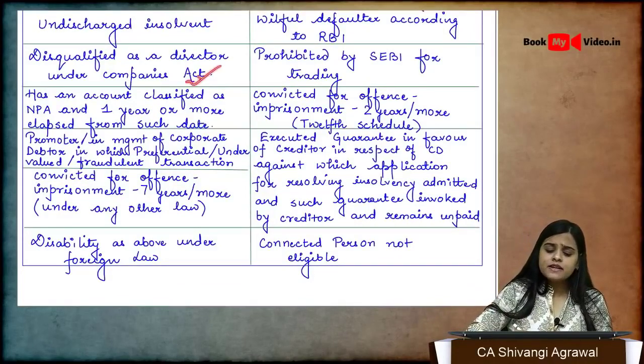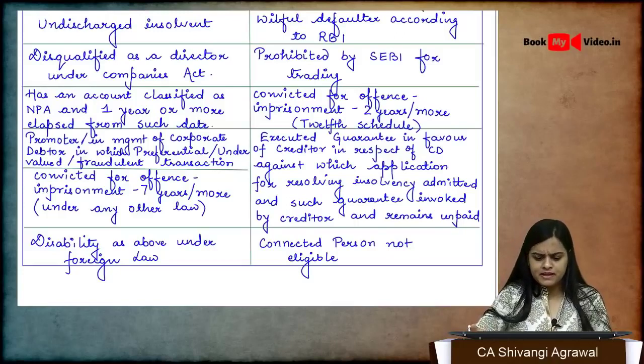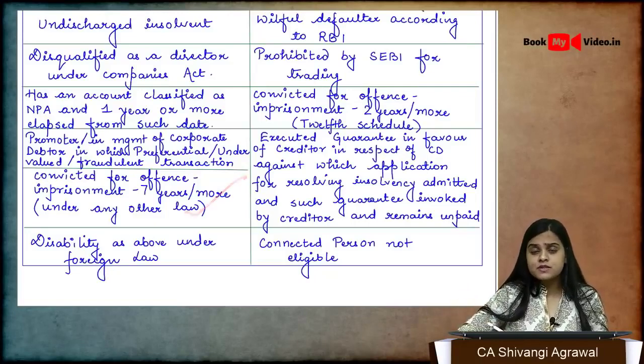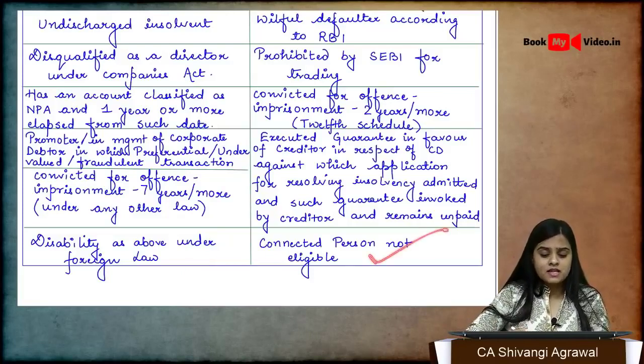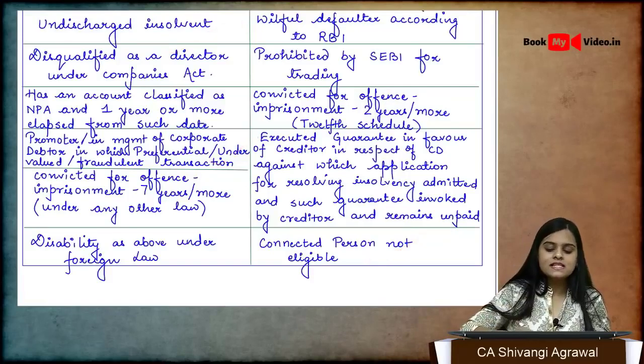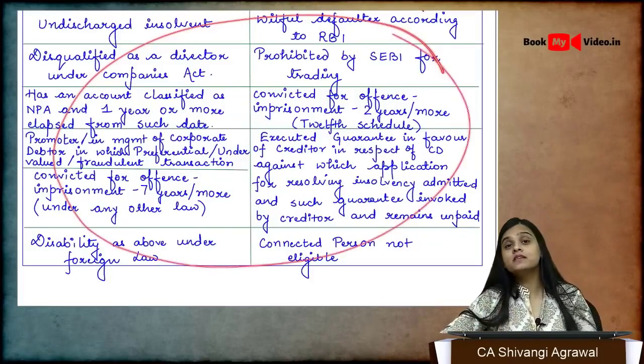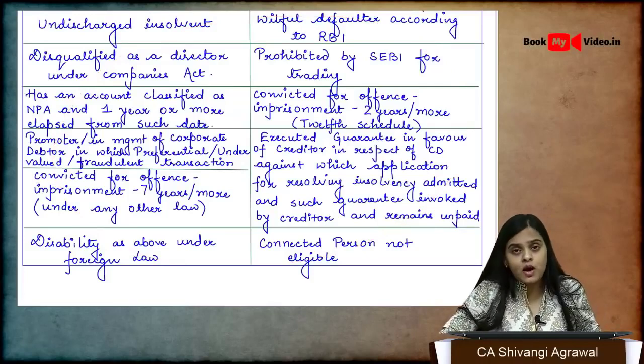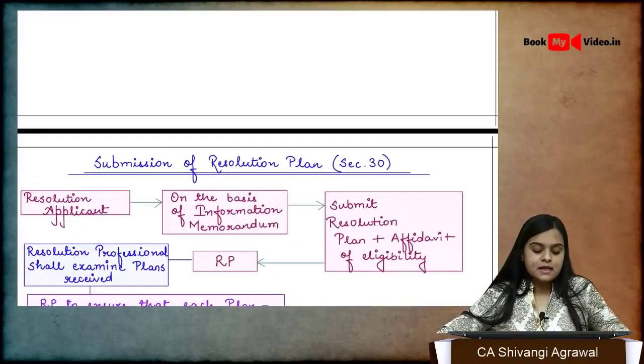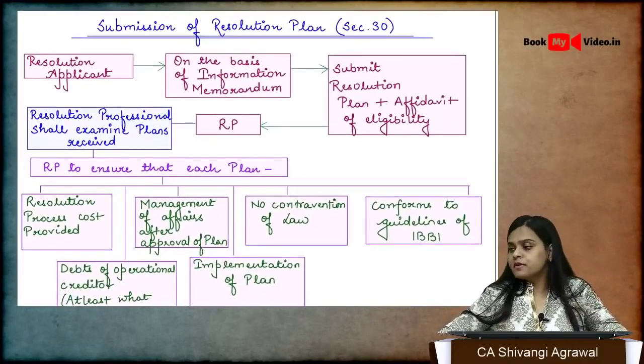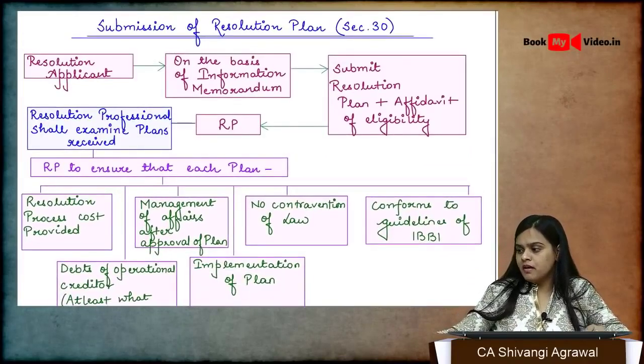A person who is disqualified to become a director cannot be a resolution applicant. Someone who has been prohibited from trading cannot be a resolution applicant. Someone who is convicted of an offense, or disqualified under some foreign law, or a connected person, or someone who is insolvent, or a promoter. All these people are not going to be eligible to be the resolution applicant. Other than that, if you are eligible, then you can formulate a resolution plan and submit it.